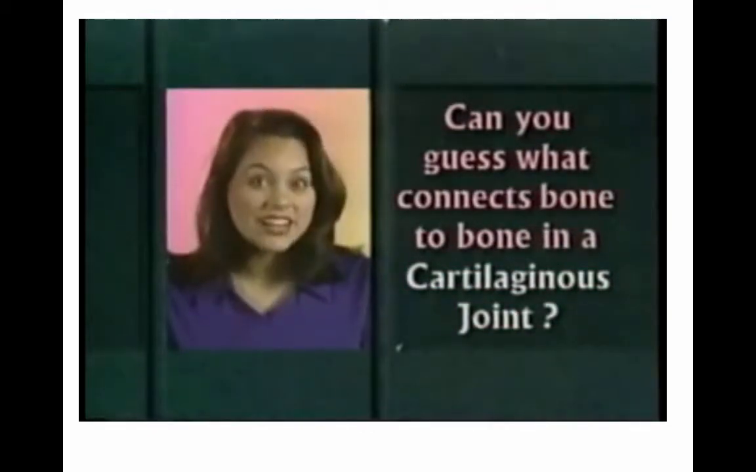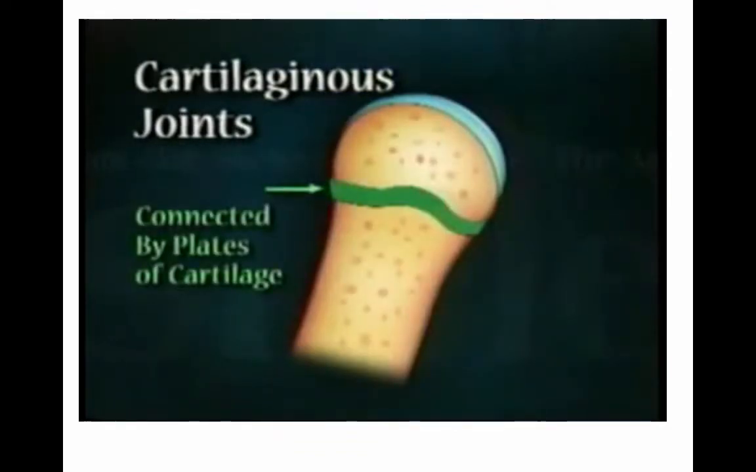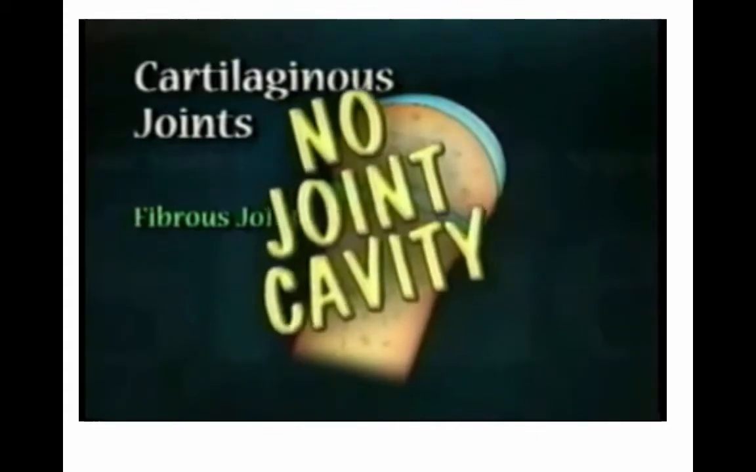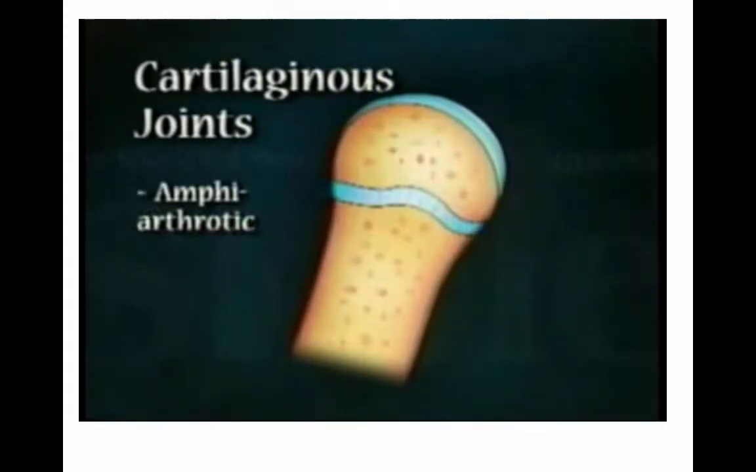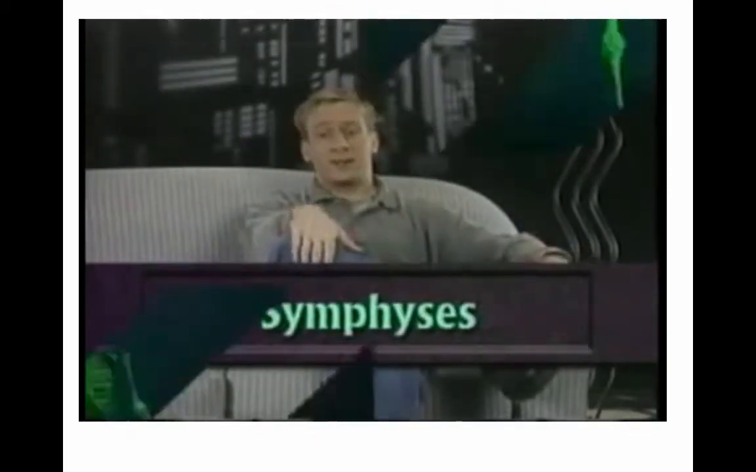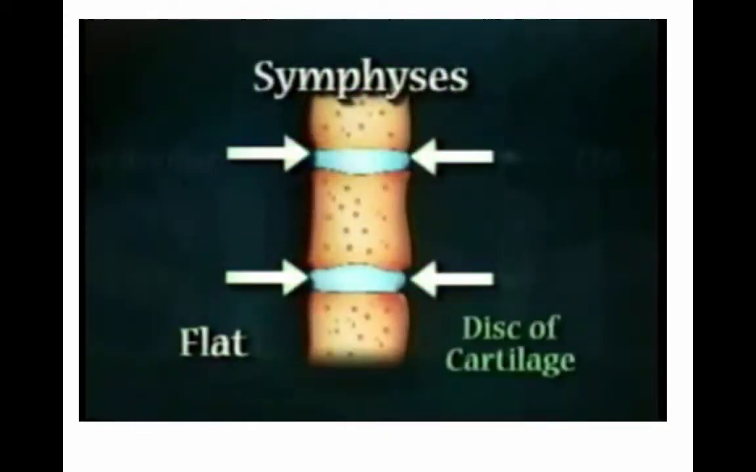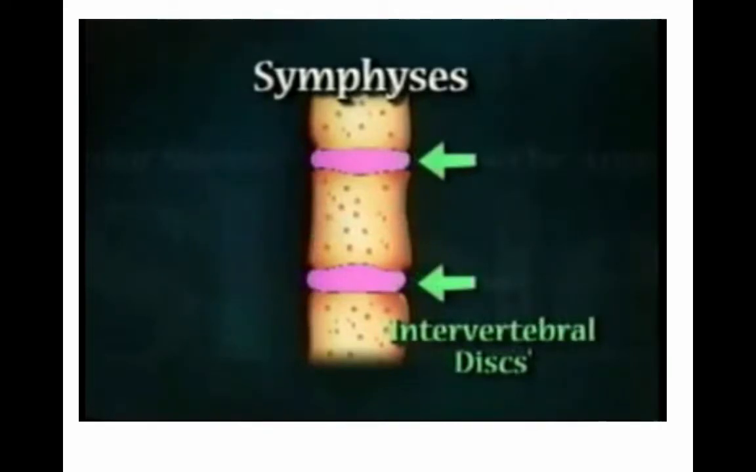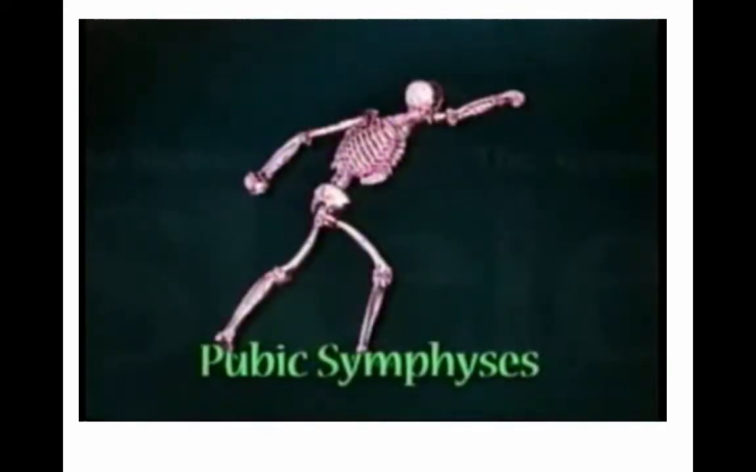Another type of structural joint classification is the cartilaginous joint. Now, can you guess what substance connects bone to bone in a cartilaginous joint? Cartilaginous joints are joints where bones are connected by plates of cartilage. Like the fibrous joint, the cartilaginous joint has no joint cavity. They are amphiarthrotic or slightly movable and are usually found in the axial skeleton. A good example of a cartilaginous joint would be symphyses. Symphyses are flat, frisbee-like discs of cartilage between the vertebrae. The proper name for these frisbees is intervertebral discs. Symphyses are also found in the pubic symphysis of the pelvic girdle.